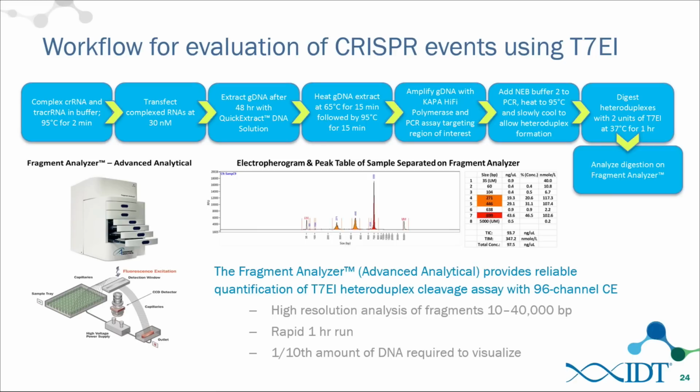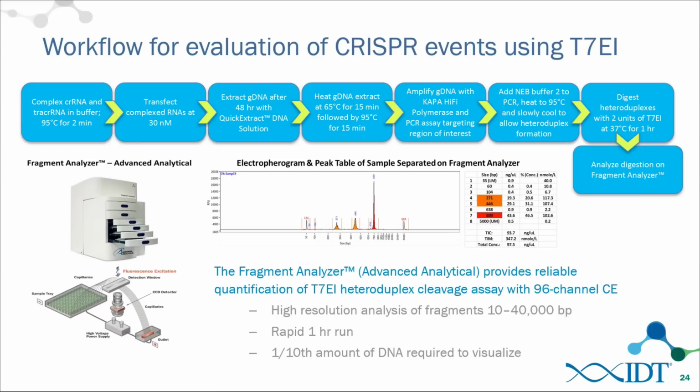And speaking of gel and detection methods for the resultant products of the T7 assay, this is really an overall workflow of what we would typically do from transfection through genomic DNA extraction, for which we use the QuickExtract buffer from Epicenter. We would then heat at 65 degrees, followed by heat inactivation of proteases and RNases at 95 degrees. And then we would amplify our specific genomic DNA region of interest.